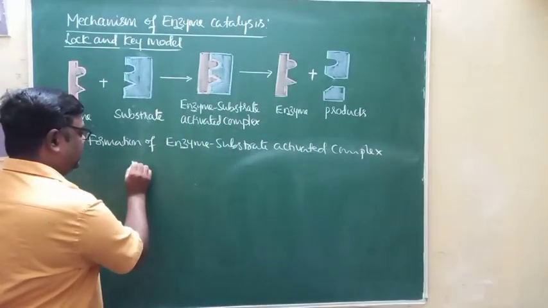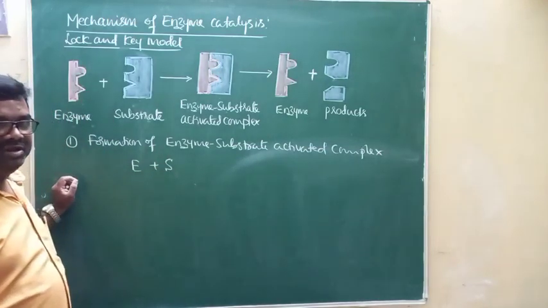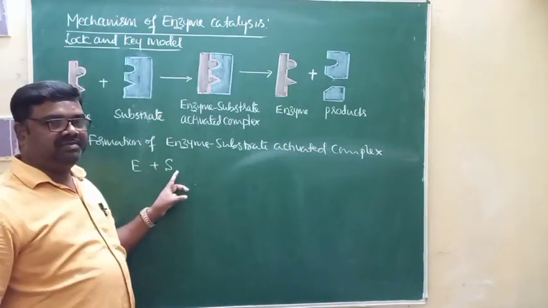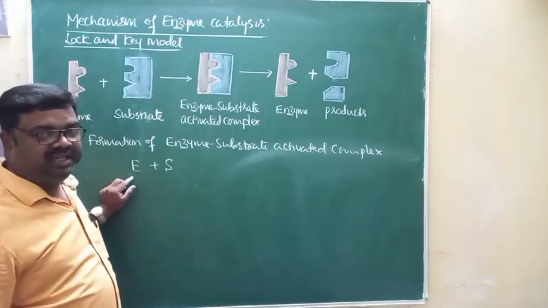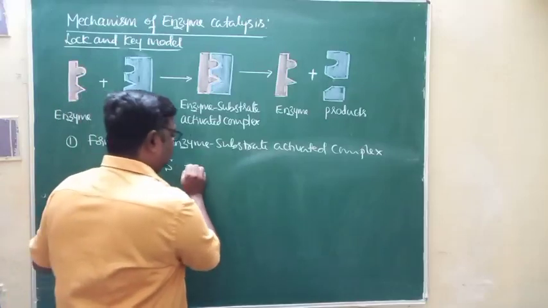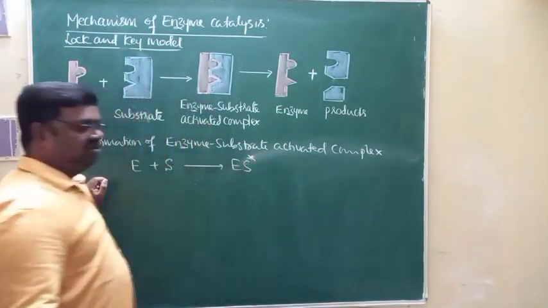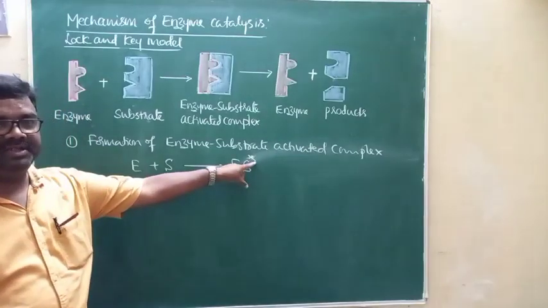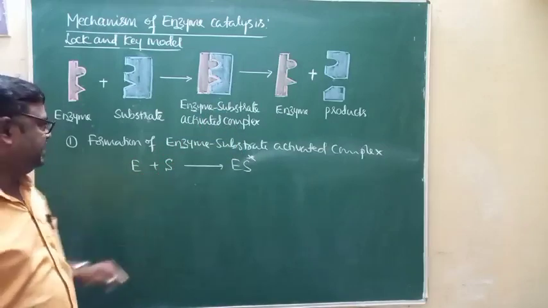So that I can represent like this. E is the enzyme that interacts with the substrate molecule. As I said, the shape of the substrate molecule is complementary to the shape of the cavities of the enzyme, and that results in the formation of the enzyme substrate activated complex, ES star I can represent. Okay, now ES star is the enzyme substrate activated complex.